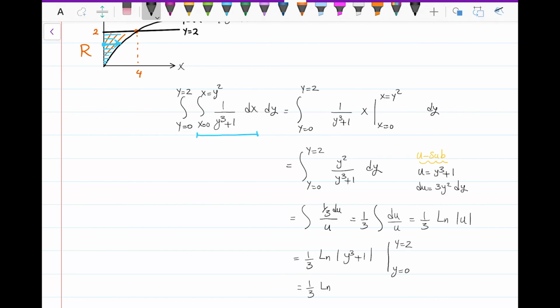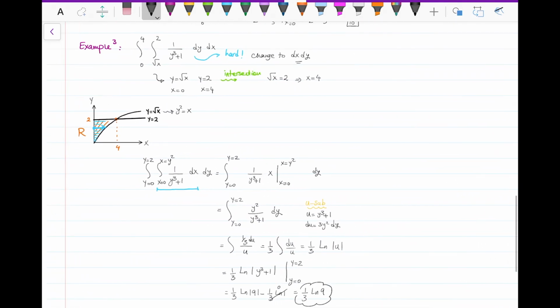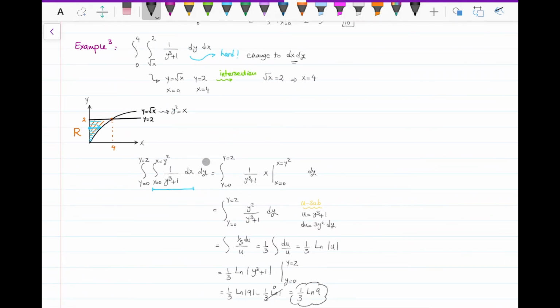So it is 1/3 ln of 2 cubed, which is 8, plus 1 is 9, absolute value of 9, minus 1/3 ln of 0 plus 1, which is ln of 1. ln of 1 is 0. So ln of the absolute value of 9 is just ln of 9. Great, that's the answer for this integral, which was hard at the beginning.